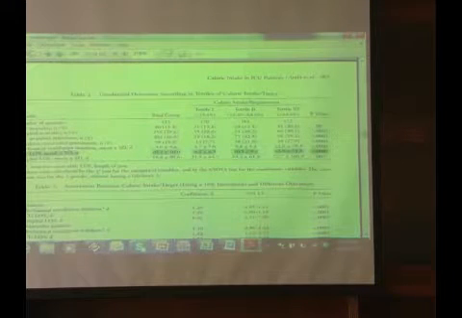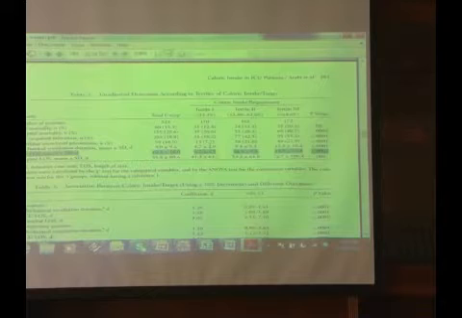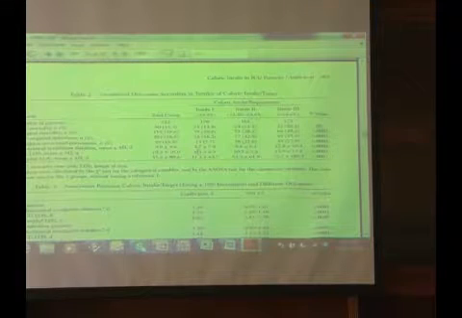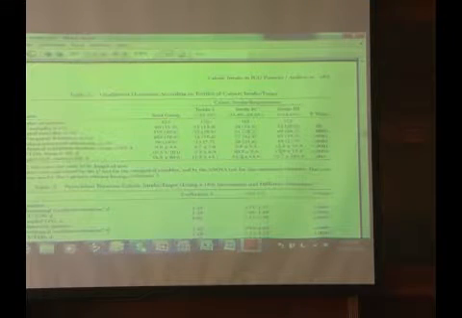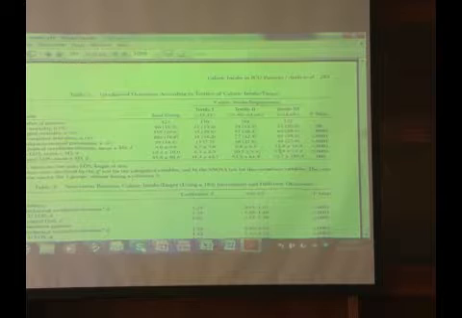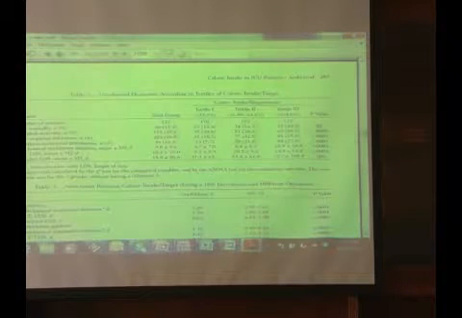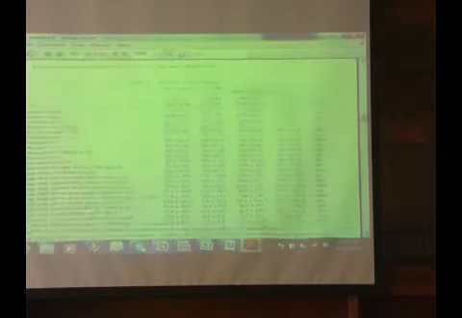How long did the person stay? In this group, 6.1 days, 10.5 days, and 13.9 days. Continuous variable versus categorical: ANOVA. Okay? Let us look at the statistical analysis section. This is the statistical analysis section.